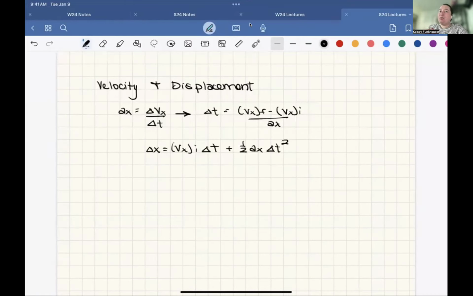Now, I'm not going to do all of the algebra, or any of the algebra, for this next part. I'm just going to say that you plug in that equation there for the time interval into both of these. And what you end up with once you do a little rearranging is Vx final squared equals Vx initial squared plus 2ax delta x. So that is the third equation.